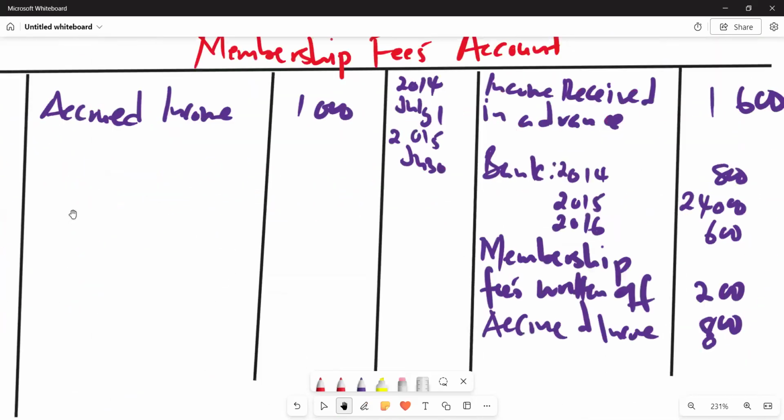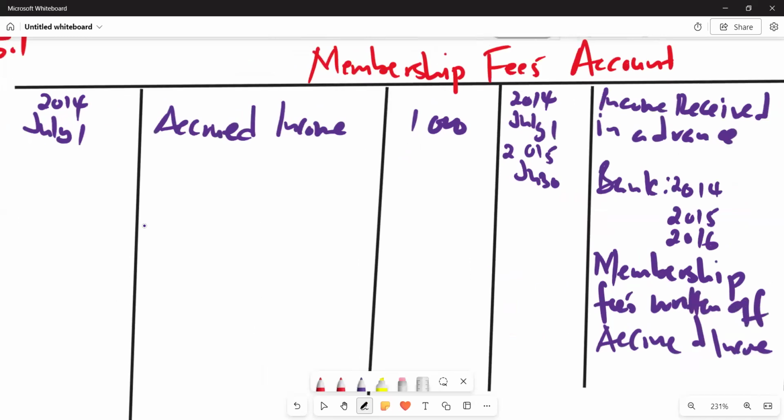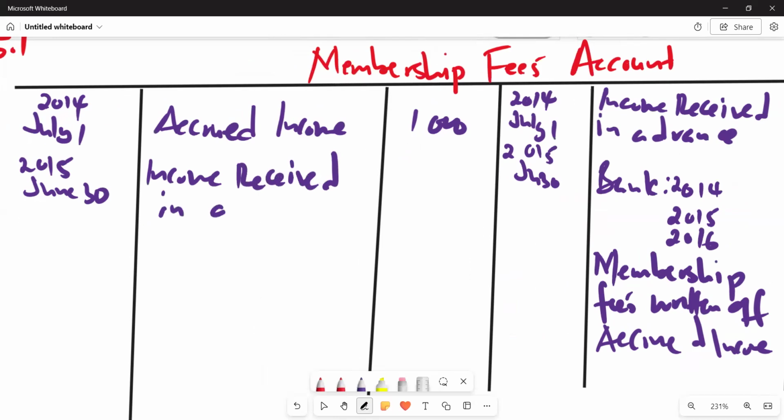We are saying it's income received in advance on the debit side. So remember, all the entries that are going to follow are for 2015, 30 June date. So we are saying income received in advance, and the amount that we have there is 600. Then from there, we can now balance our account.